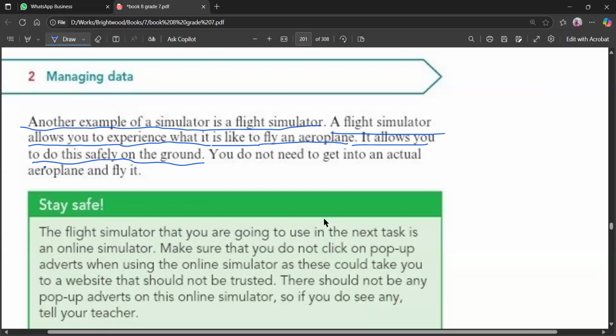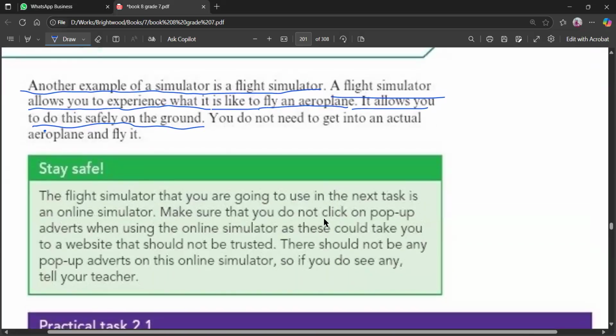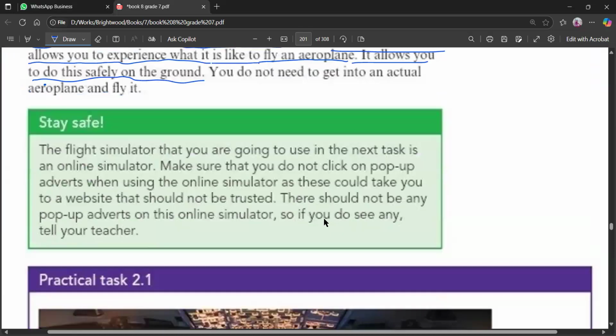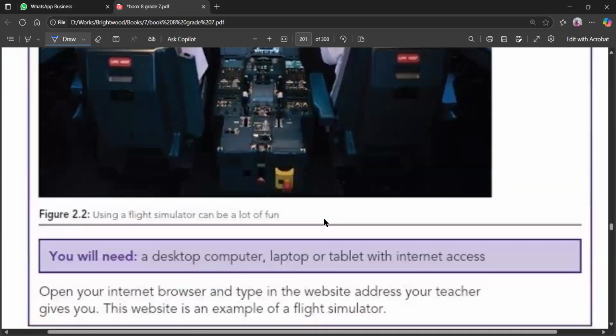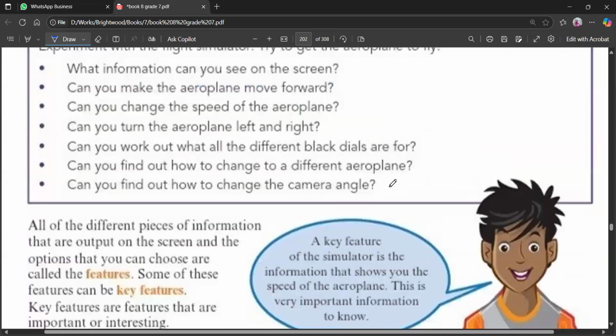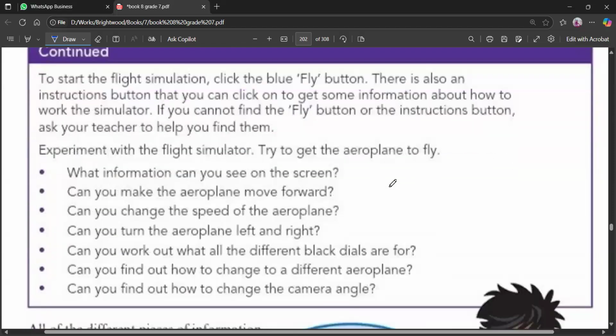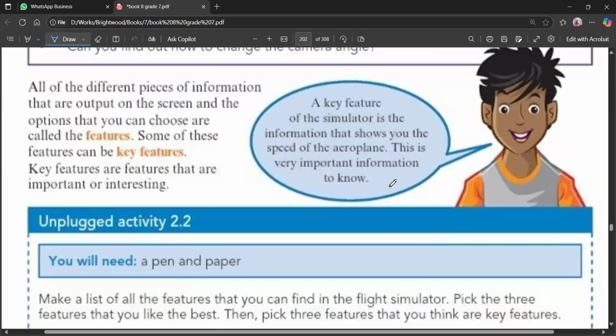Okay, we'll continue. So flight simulators can be used as an example for the simulator. Like here, you can see they are practicing with the simulators. They are having some options with the buttons, another thing with the simulators.